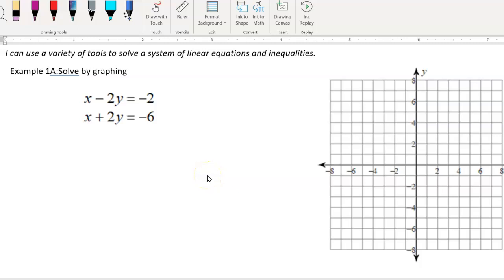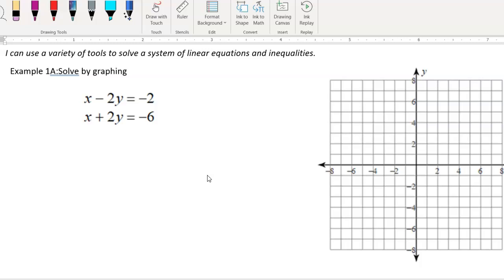All right, in this lesson, we're going to be looking at some different ways to solve what's called a system of equations. A system of equations is when we have more than one equation and we're looking for a common solution or common set of solutions. And so here we have two equations, x minus 2y equals negative 2 and x plus 2y equals negative 6.